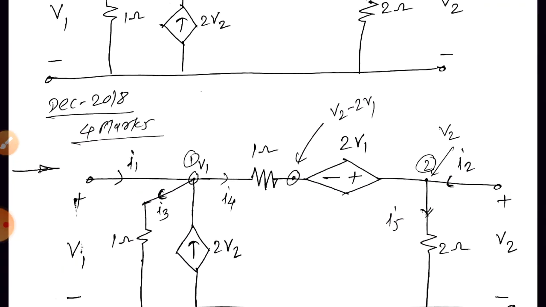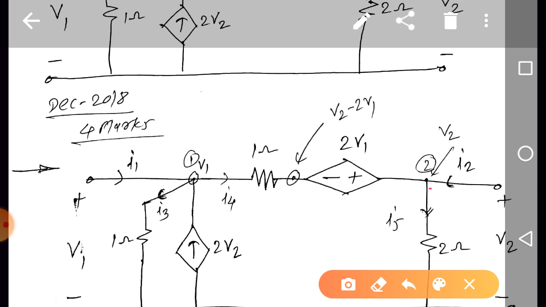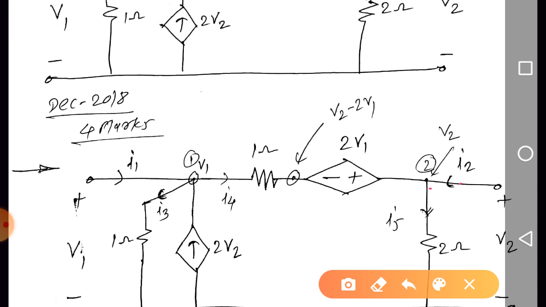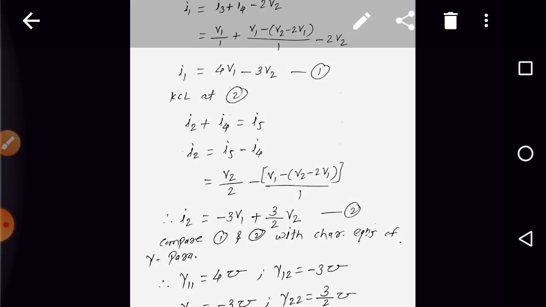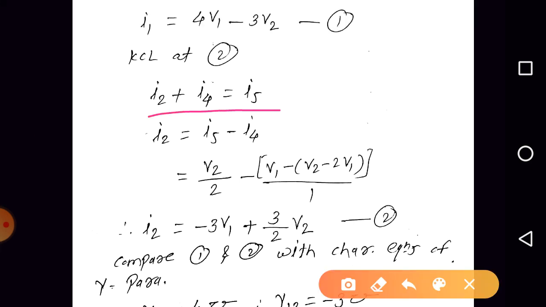Next, apply KCL at V2, the second node, right? So what is the KCL equation? I2 plus I4. Current here is I4 means current here it is also I4. So I2 plus I4 is equal to I5. We know I4 is V1 minus in bracket V2 minus 2V1. And what is I5? V2 minus 0 divided by 2. So we can write KCL at 2: I2 plus I4 is equal to I5, right? So I2 is equal to I5 minus I4. I5 is V2 by 2, and what is I4? Yes, V1 minus in bracket V2 minus 2V1 by 1.